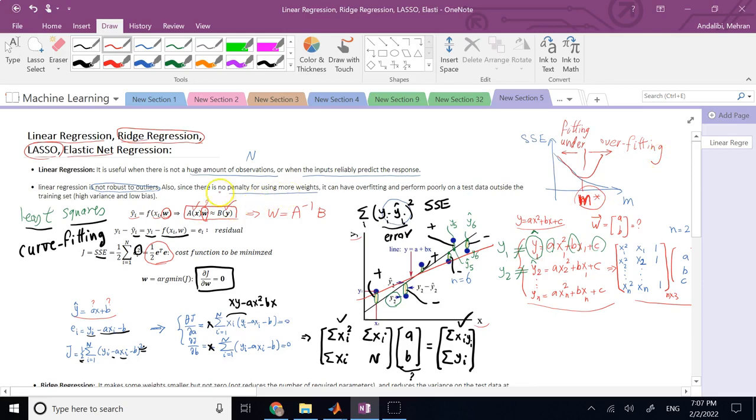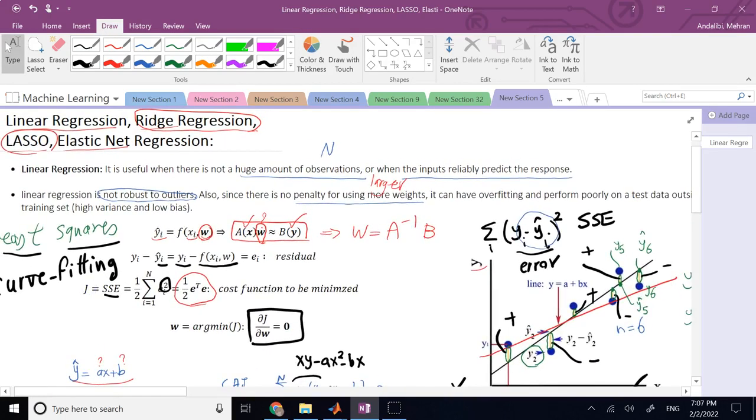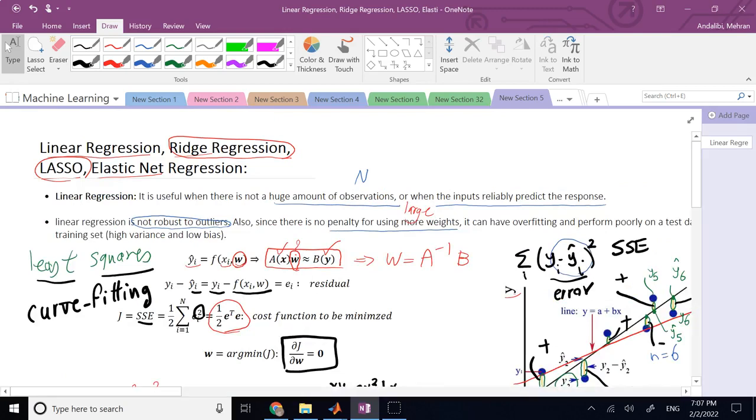Okay, so you need to do some side analysis. There is no penalty for more weights or in general larger weights. It doesn't need to necessarily be more weights. It could also be what? Larger weights. Let me add that here.